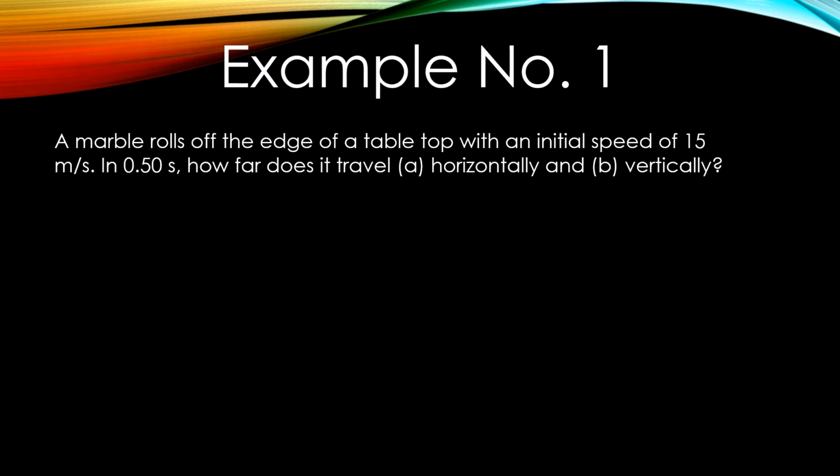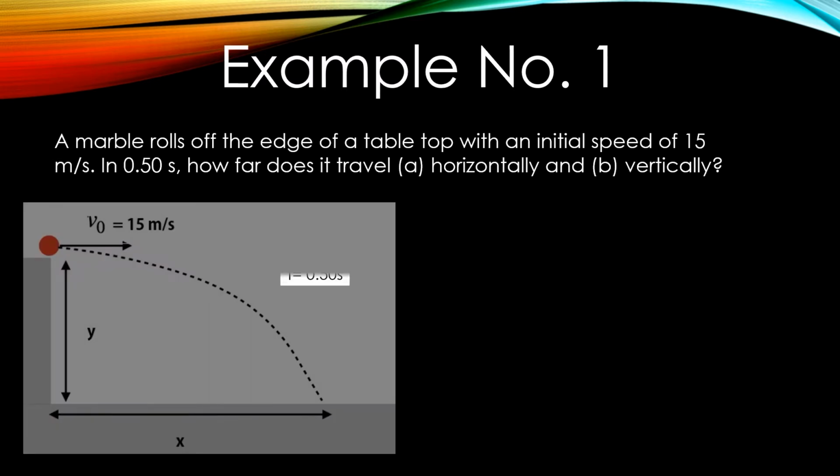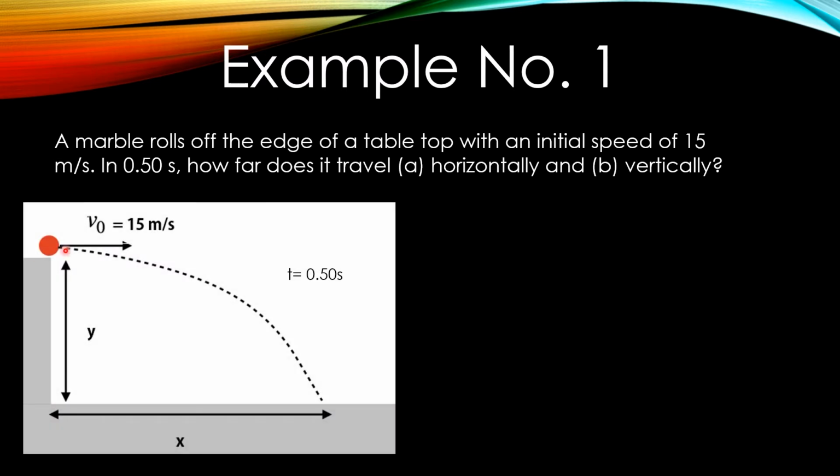Okay, the first thing that we need to do is to visualize the context. We have a marble which dropped off horizontally. Now we need to find the distance from the initial point until it reached the landing point. We are talking about the displacement. Now, after visualizing the context, we need to find the given.